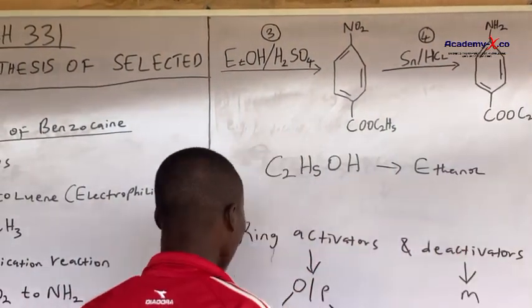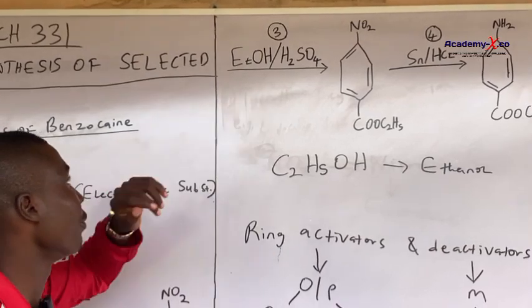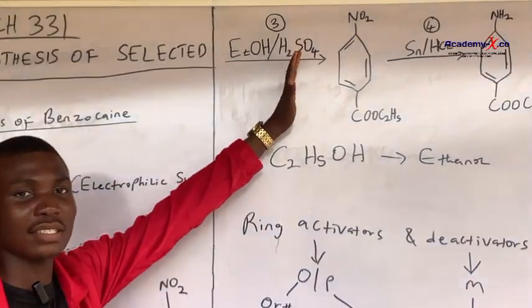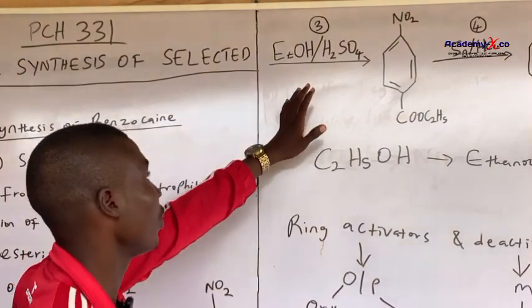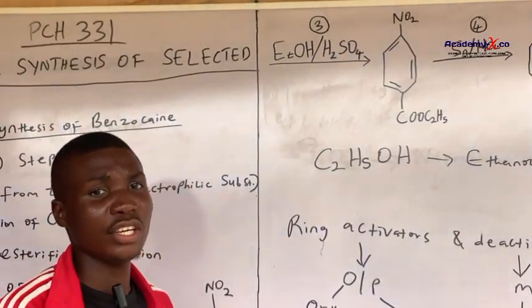So you have ethanol reflux together with sulfuric acid, H2SO4, that's tetraoxosulfate 6 acid. So sulfuric acid and ethanol are the two reagents that are being used here.